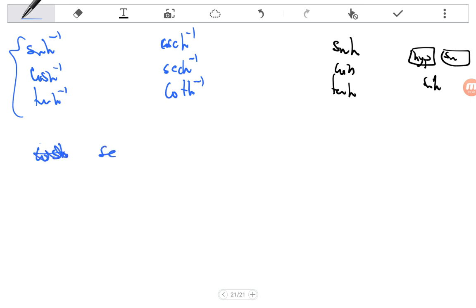What if I need to calculate sech inverse of half, for example? How would I calculate this value? Just as we have learned in inverse trigonometric functions, this is exactly cosh inverse of the reciprocal of what is inside the sech inverse. So that will be just 2.